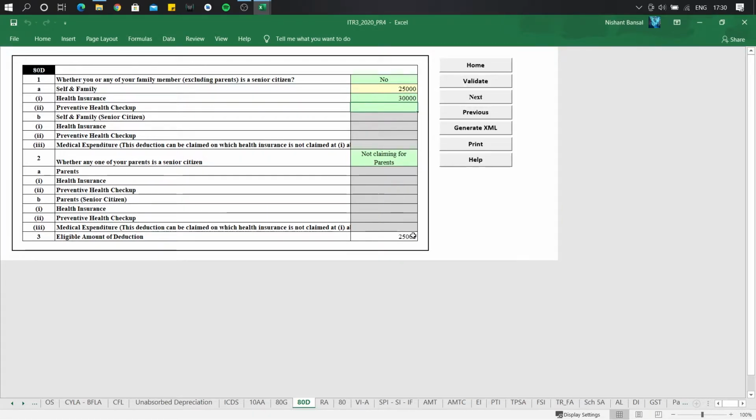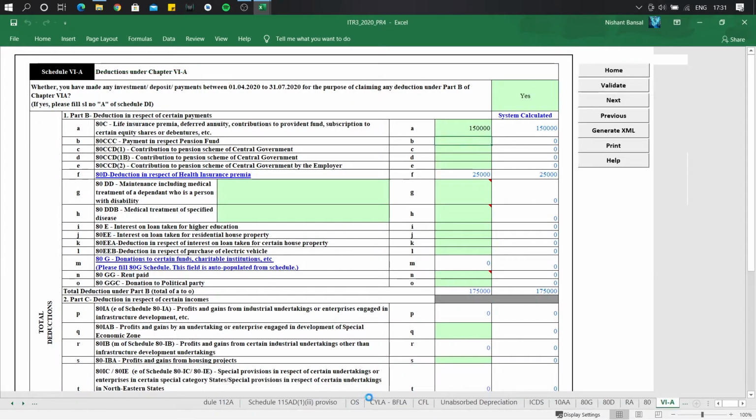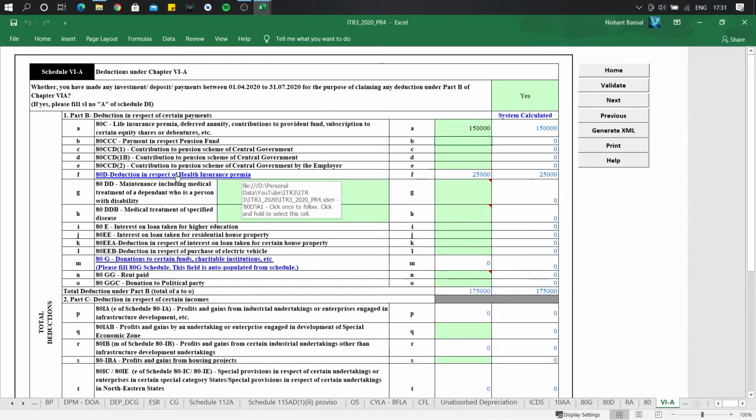Yeah, so you all can see that since the maximum amount of deduction available is 25,000 in case a person is a normal citizen, the eligible amount of deduction is taken to be 25,000 only, though we have spent 30,000. All right. So you can see that it would automatically come there under chapter 6A. Yeah. If you click on this, you will be directed to that sheet.